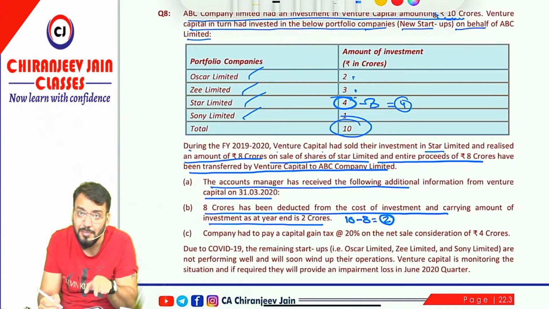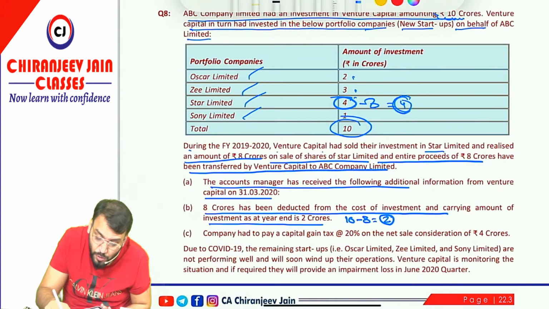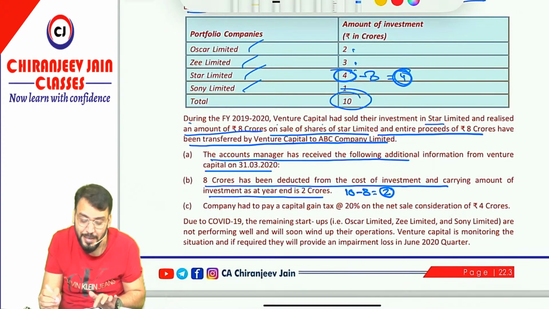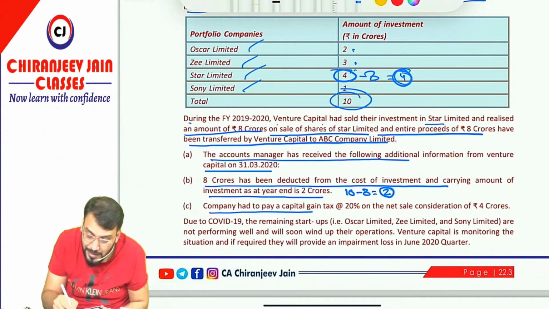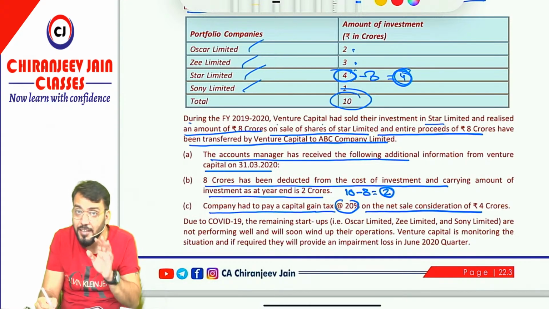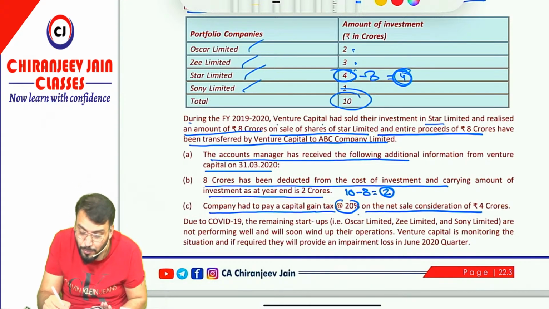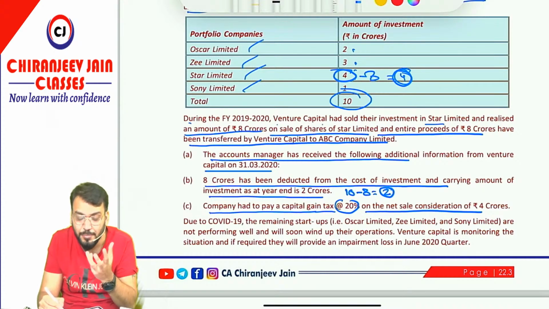But as per the Income Tax Act, this 4 crore will be taxable. The company has to pay capital gain tax at the rate of 20% on the net sale consideration of 4 crore. So as per the Income Tax Act, the company needs to pay tax at the rate of 20% on the net sale consideration, that is 4 crore.